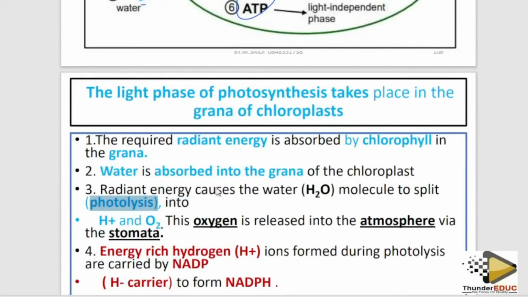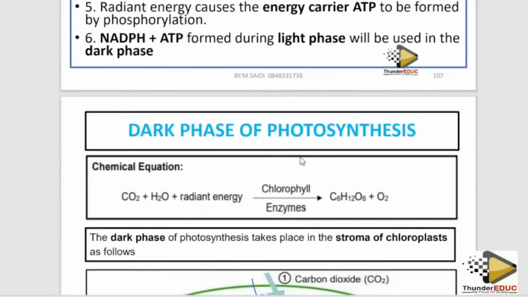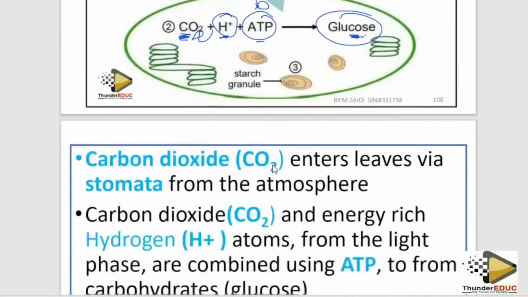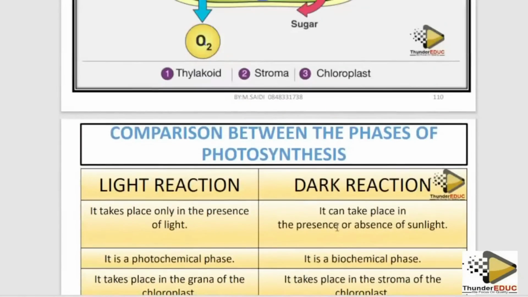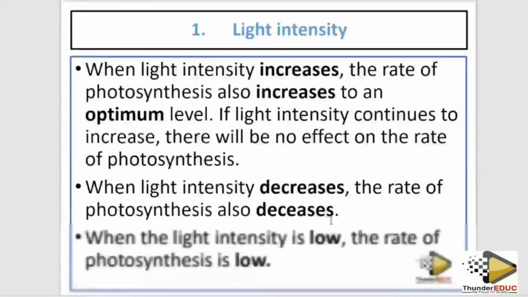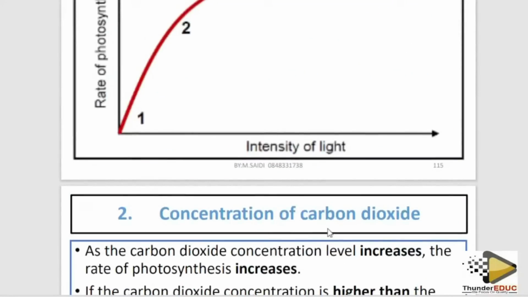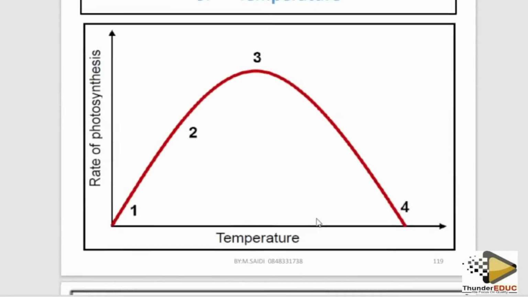We also bring another terminology. Radiant energy causes the water molecule to split: photolysis. You can also bring another terminology there. Yes, ATP can also be another terminology. So make sure that you know the difference between light phase and independent dark phase. With these graphs, limiting factor is also another terminology we can bring. So make sure that you know it.